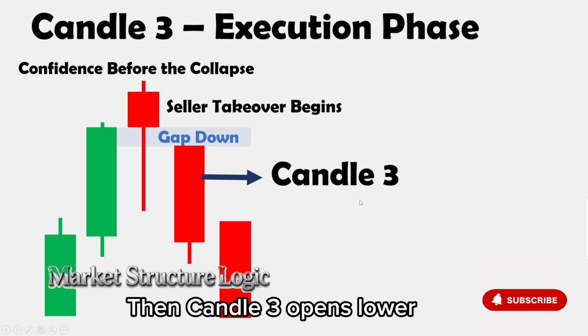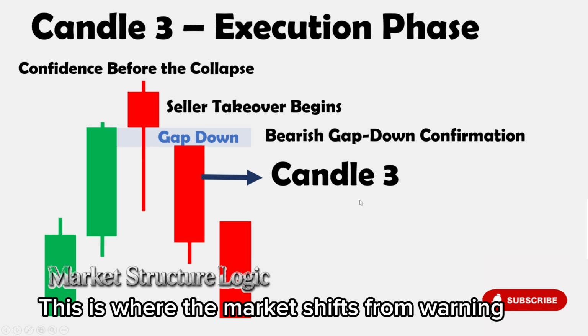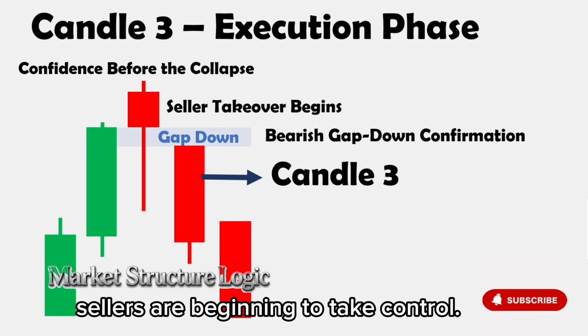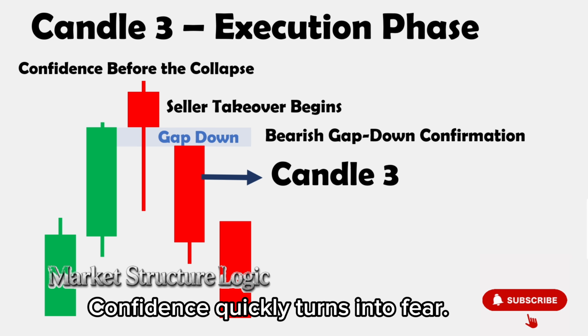Then candle 3 opens lower, with a bearish gap-down confirmation. This is where the market shifts from warning into execution. The aggressive gap-down confirms that sellers are beginning to take control. Buyers suddenly realize the market is not recovering. Confidence quickly turns into fear.